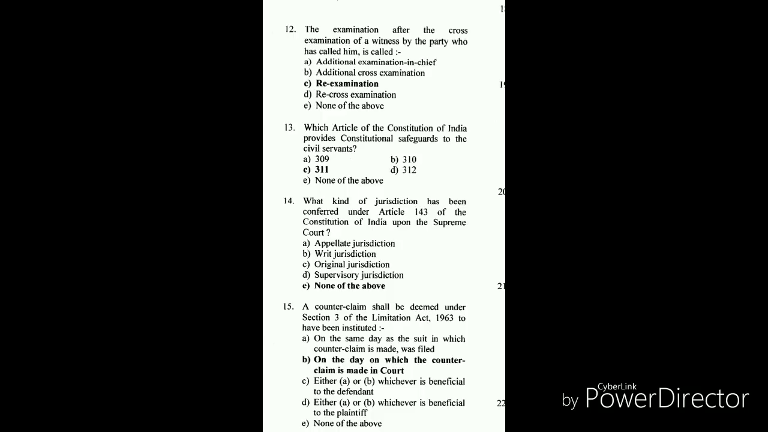Re-examination, if I say, happens when there is a new fact that arises in the cross examination. Just to cover up that, just to revert that fact, you have to re-examine your witness.